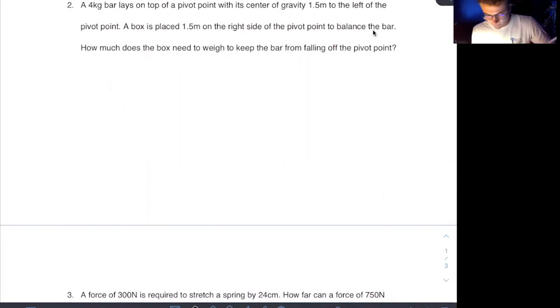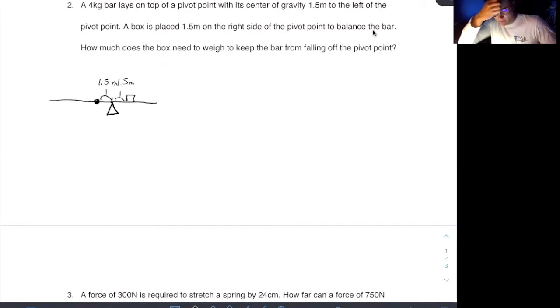All right, so let's draw this. So we got our pivot point, and then we have this bar, okay? So it says the center of gravity is 1.5 meters to the left. So I'm going to draw it looking like that, right? And then let's say the center of gravity is about right there. And then we have a box placed another 1.5 meters to the right. So a box right here. So this is 1.5, and this is also 1.5 meters. Okay.